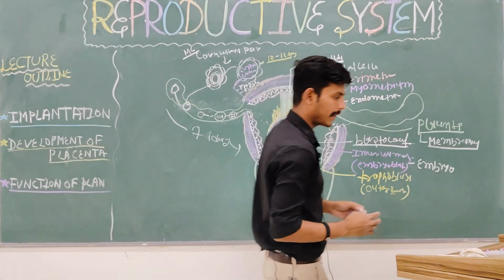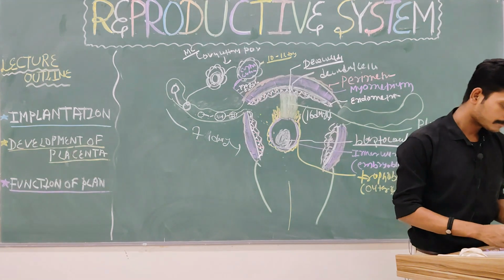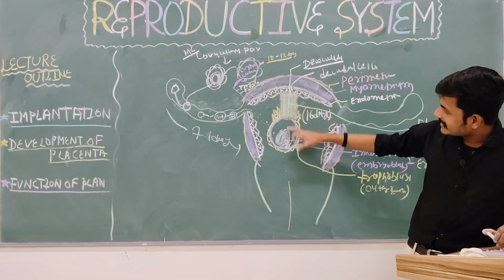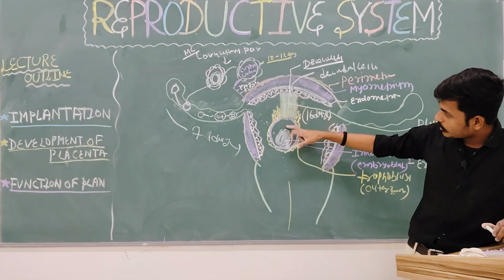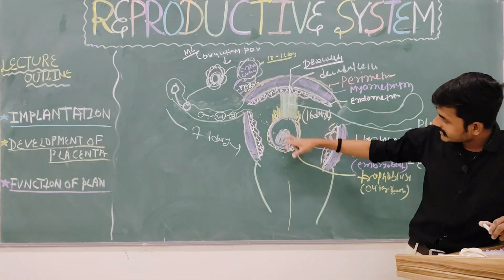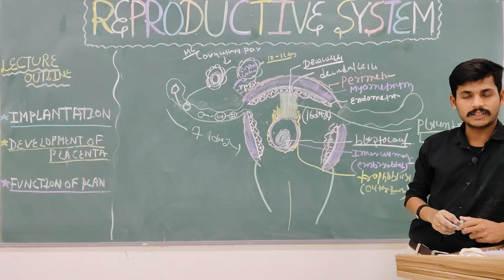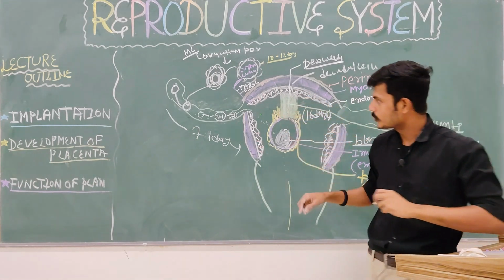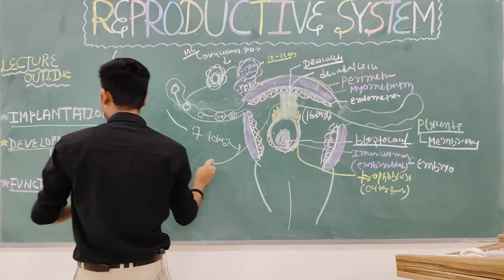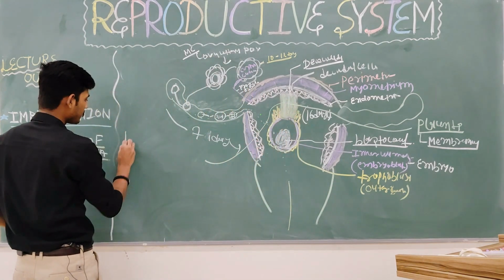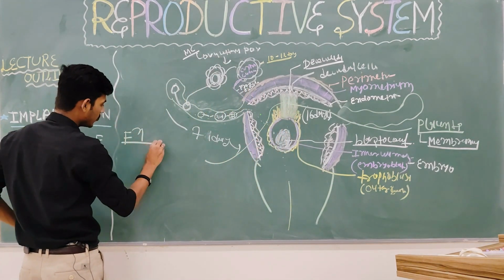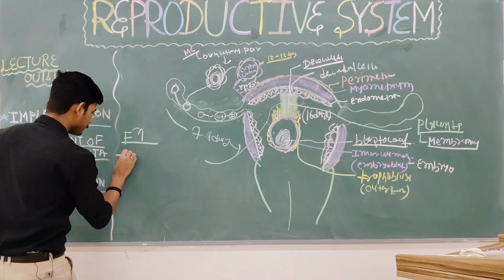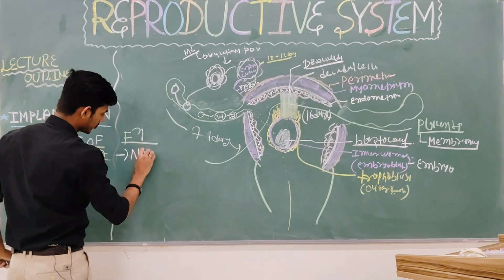The thing which happens is that it starts supplying, or you can say, nourishing these developing blastocyst. Fine? It starts providing the nutrition. So if we talk about the function of placenta, here only we will discuss some functions of the placenta. So the first function is to provide the nutrition.